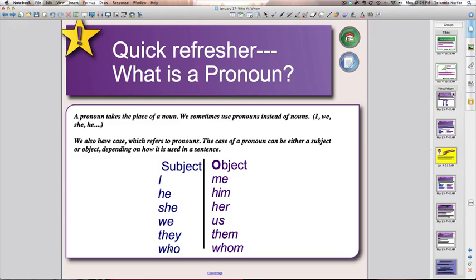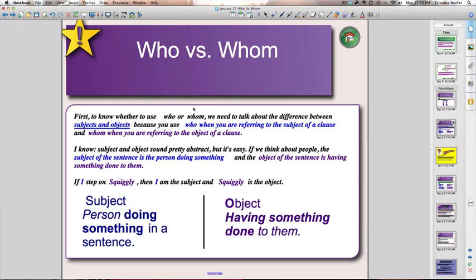Okay, we're going to sit out for the rest of this time and review again who versus whom. This is something we covered right before our Christmas break, but we want to go over it again. Who versus whom. First, to know whether to use who or whom, we need to talk about the difference between subjects and objects, because you use who when you are referring to the subject of a clause and whom when you are referring to the object of a clause.